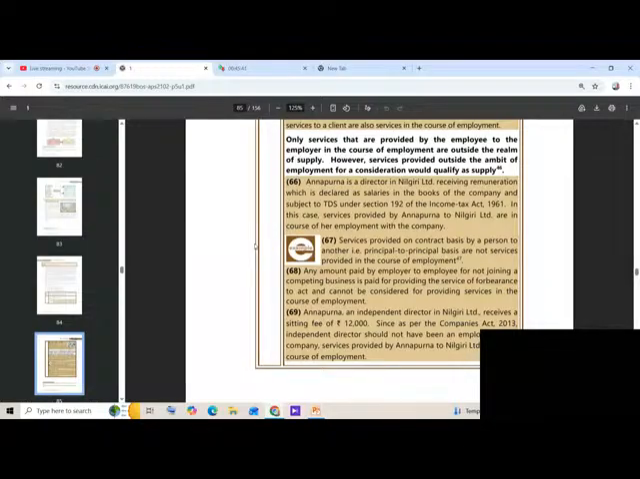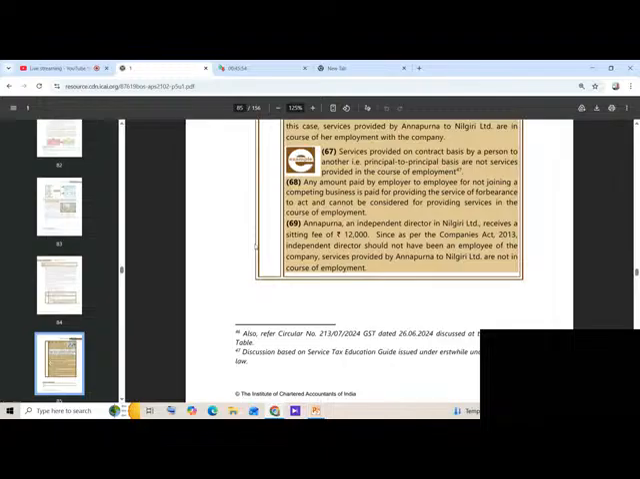Annapurna, an independent director of Nilgiri Limited, receives a sitting fee of 12,000. Since, as per the Companies Act 2013, an independent director should not have been an employee of the company, services provided by Annapurna to Nilgiri are not in the course of employment.